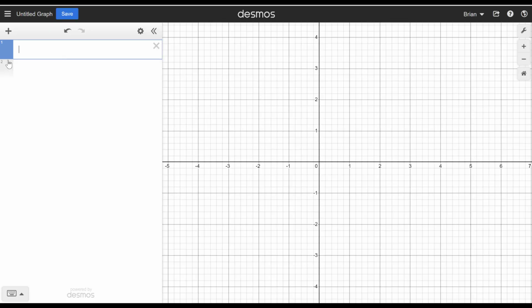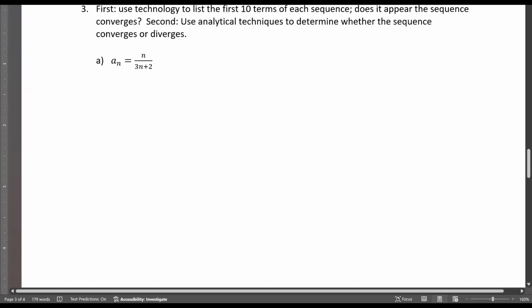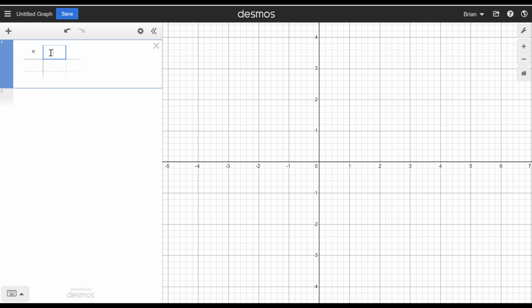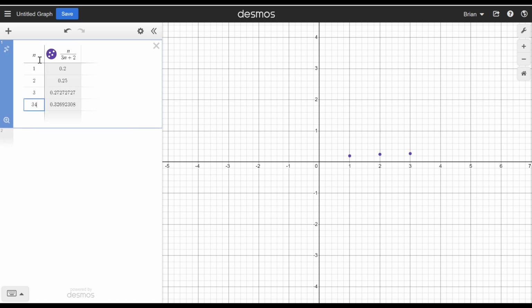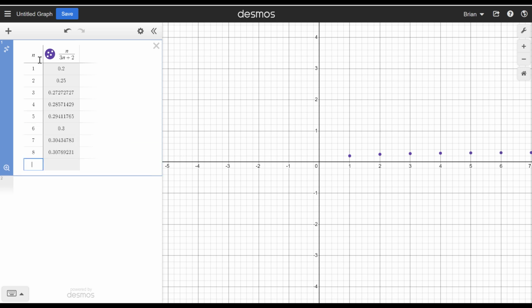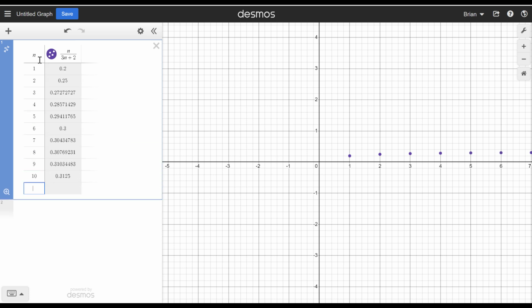Right, and I'm going to use Desmos for this first example. So let's add a table. I'm going to, just for fun, change the variable here to n. And then we had, what was our formula again? It was n divided by 3n plus 2. So let's do n divided by 3n plus 2. And then let's list the first 10 terms that was asked. So 1, 2, 3, 4, 5, 6, 7, 8, 9, and 10.